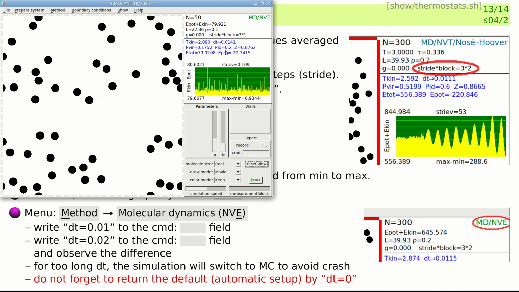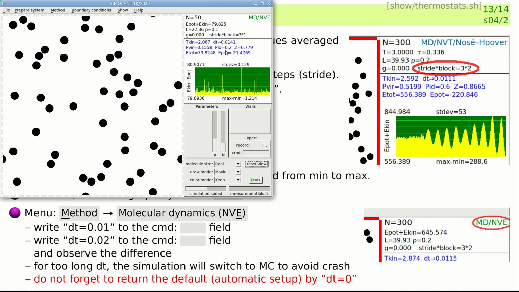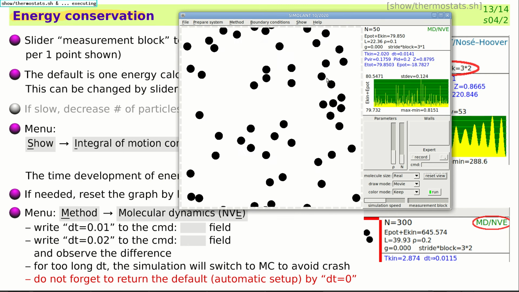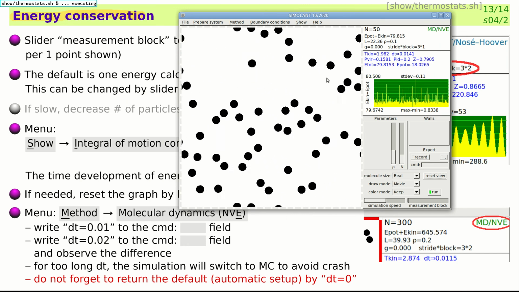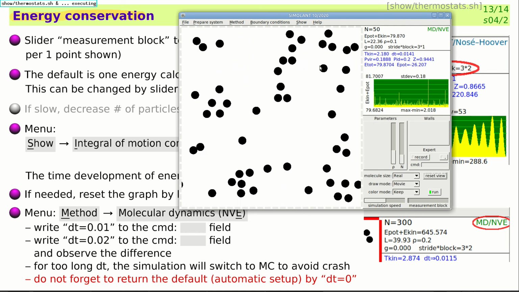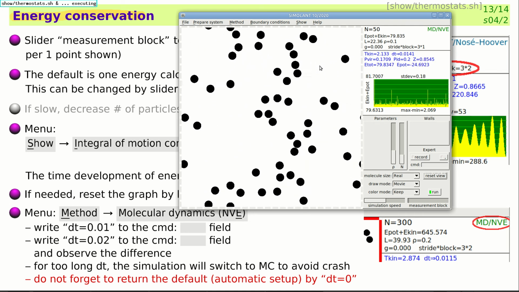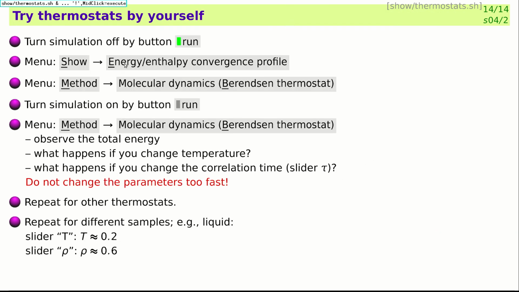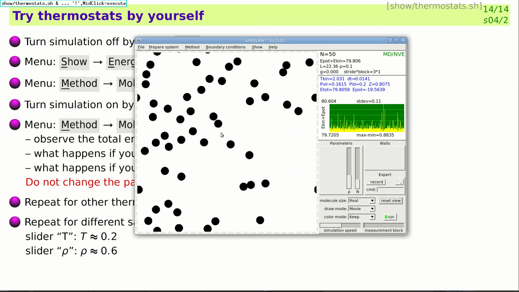So this was energy conservation in the NVE ensemble, that is the microcanonical ensemble. We saw that it depended on the time step. If we have a short time step, it was very accurate, but it was inefficient because we needed many time steps. So let's go now to thermostats, and according to the hints here, we change the parameters. So let's do it.